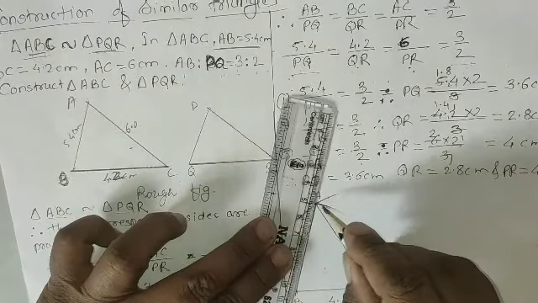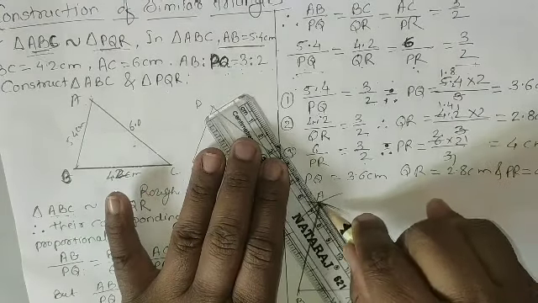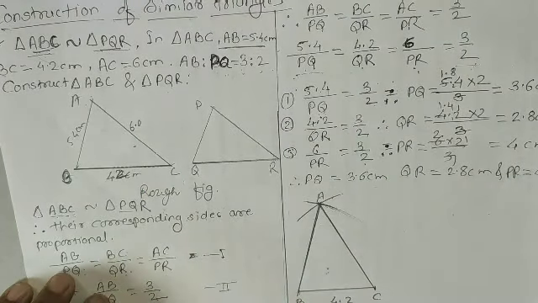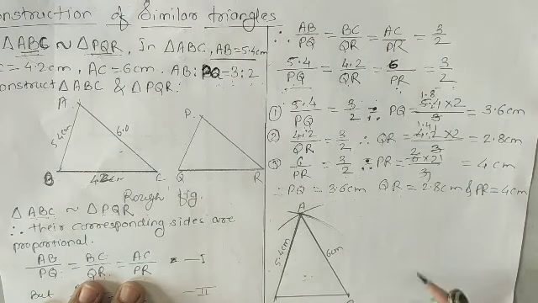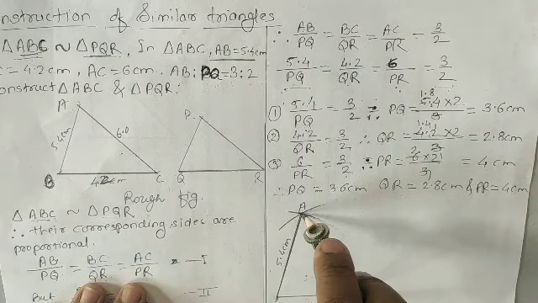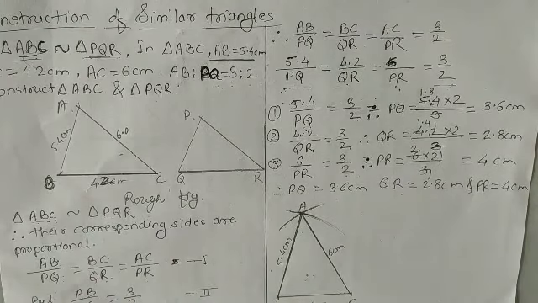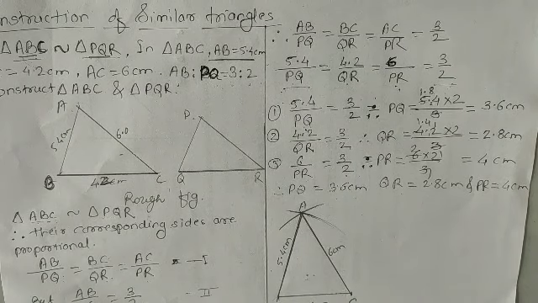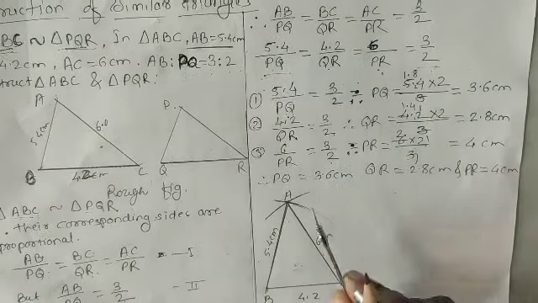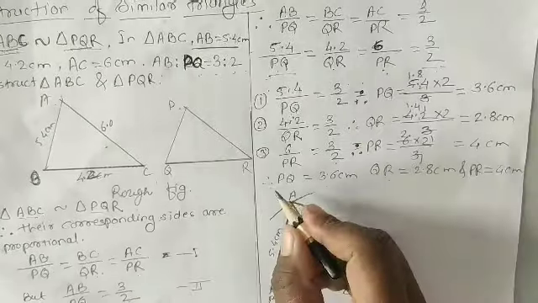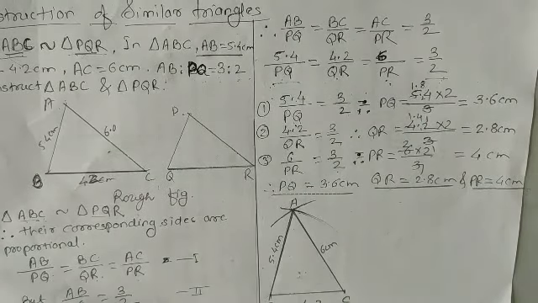Okay, now what we have to do here: we have to construct triangle PQR. So first of all, BC is equal, AB is equal, and after taking the distance of AC equal to 6 centimeter, you draw the arc which intersects the first arc. Now we will draw triangle PQR from the measures PQ equal to 3.6, QR equal to 2.8 and PR equal to 4 centimeter.